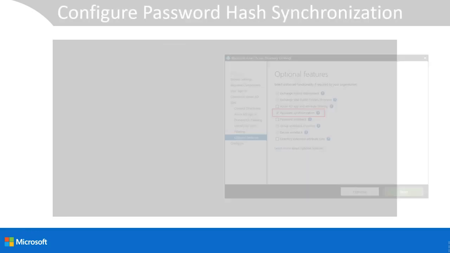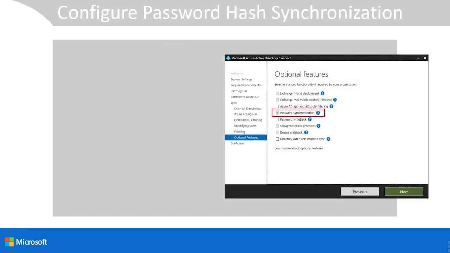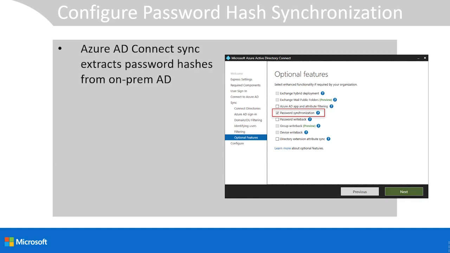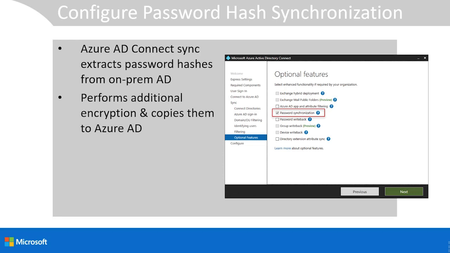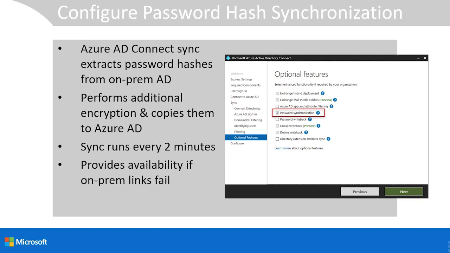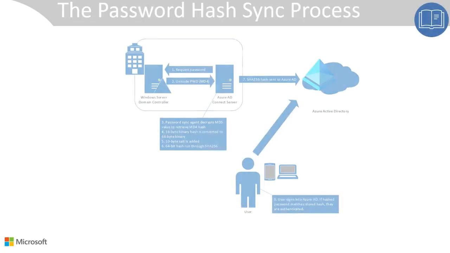When you configure password synchronization, Azure AD Connect doesn't sync the actual clear text passwords. Instead, it extracts the on-prem password hashes, hashes the hashes, and then copies them to Azure AD. This runs every 2 minutes, and it provides availability if your on-prem links fail. Here's a high-level block diagram of the password hash sync process.